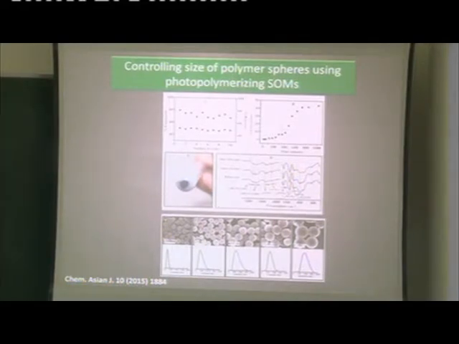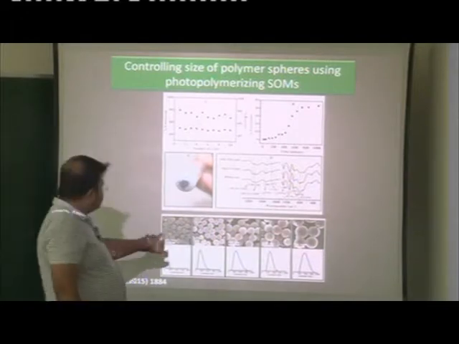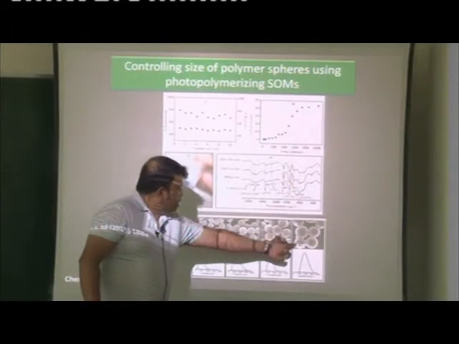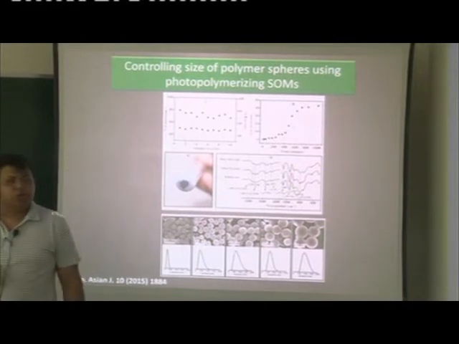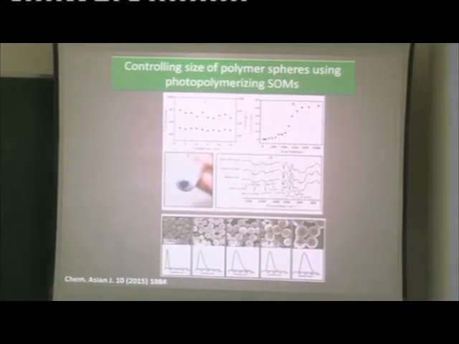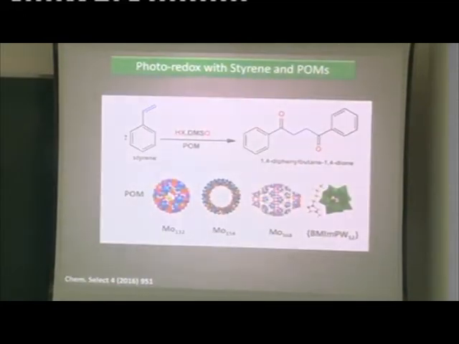And below it, you see the different sizes of polystyrene microspheres, from microspheres to nanospheres, which look quite uniformly distributed. That means the polydispersity in the size is low. So we are able to control the size in a reasonable way.